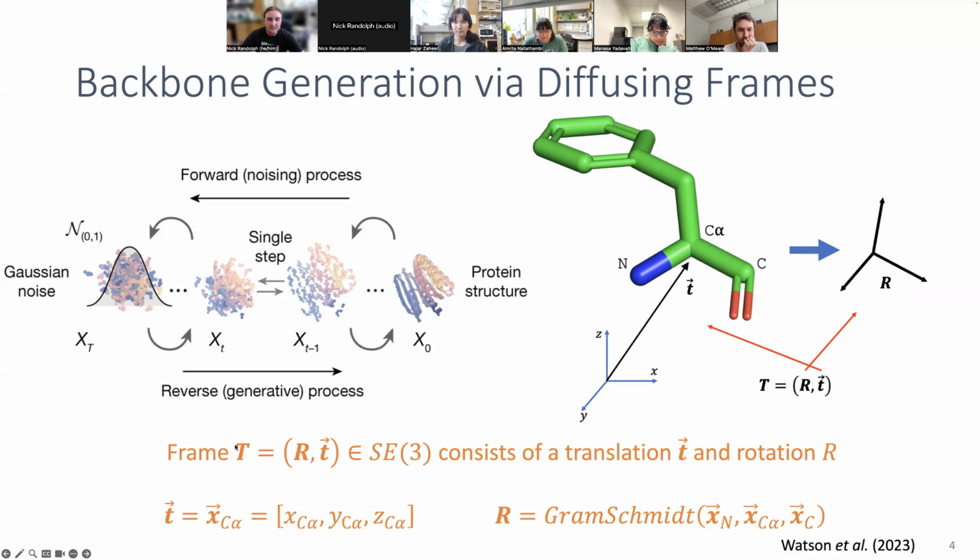So each frame T, like I mentioned, was composed of a rotation and a translation. The translation vector is really just where the C alpha is located. So if we have some sort of global coordinate frame, X, Y, and Z here, we really just have this translation vector that points to the C alpha. So it's really just as simple as that. So we have the coordinates for this translation vector.